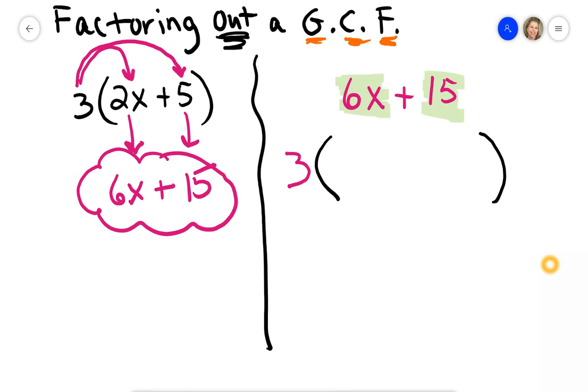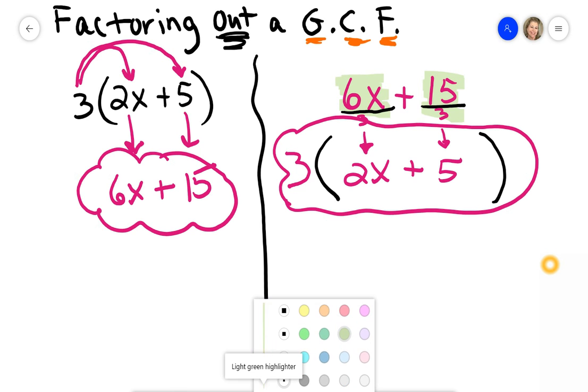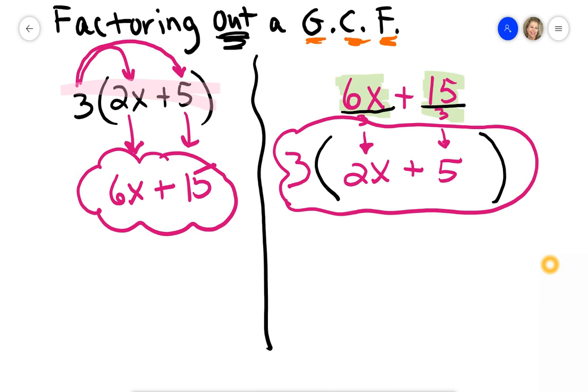And then basically in your head, you're going to be like, okay, I'm going to take this 6x and divide it by the 3, and that's what's going to go right here. 6x divided by 3 is 2x. But you're also going to take the 15 and divide it by 3. And 15 divided by 3 is 5, and then I put the plus sign down, and that's my factored answer.